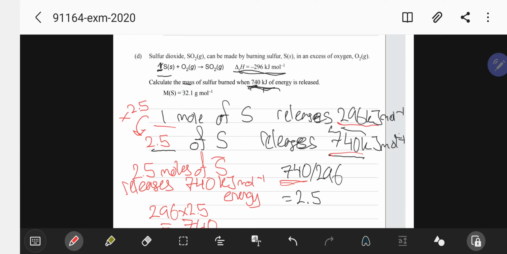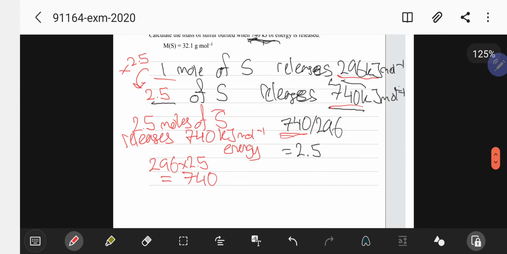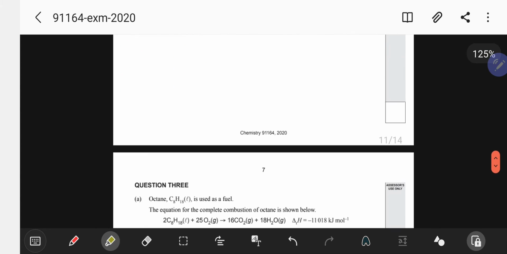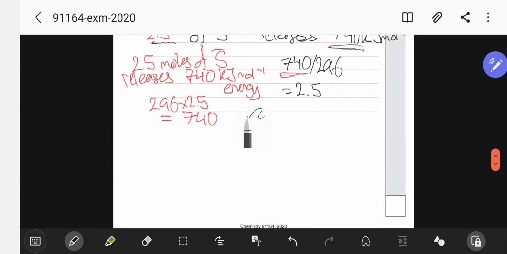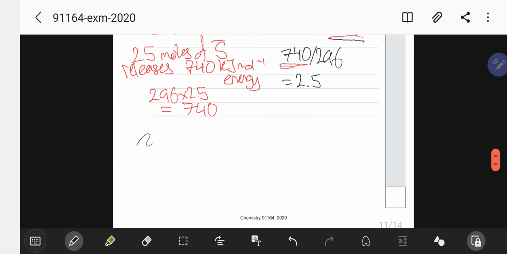But that's not it. They want us to calculate the mass. That just wasn't meant to be covered, but mass is what they want. So what we can do to get mass: n equals m over big M, so that's moles equals mass over molar mass. And we rearrange for m because we want to find the mass, the little m. So m equals n times big M.